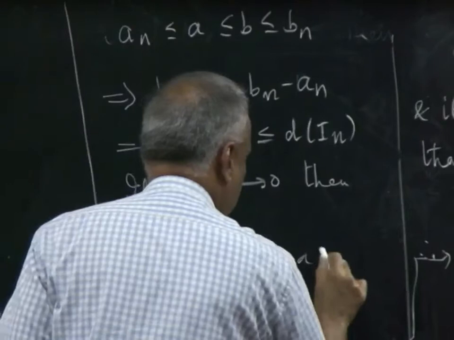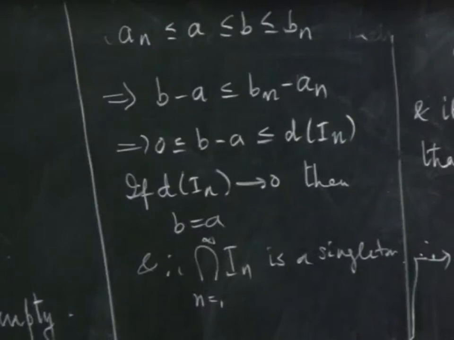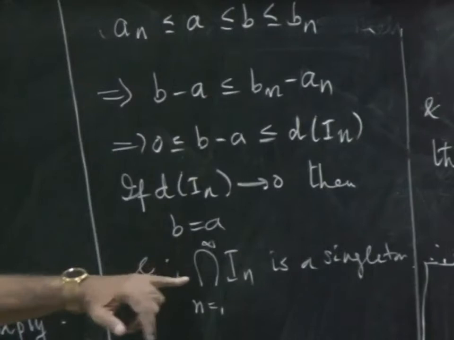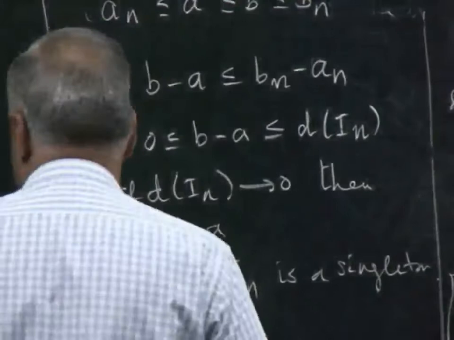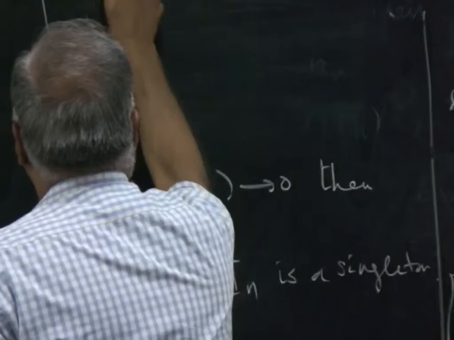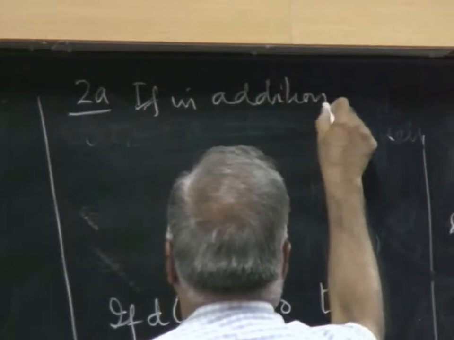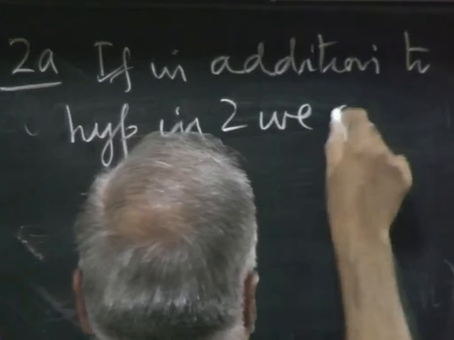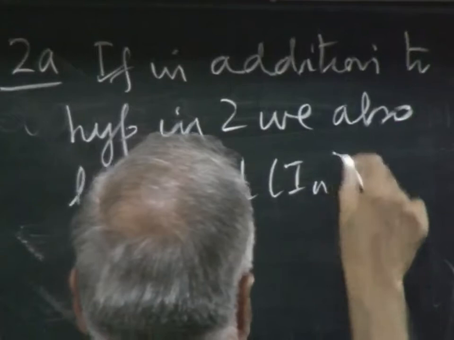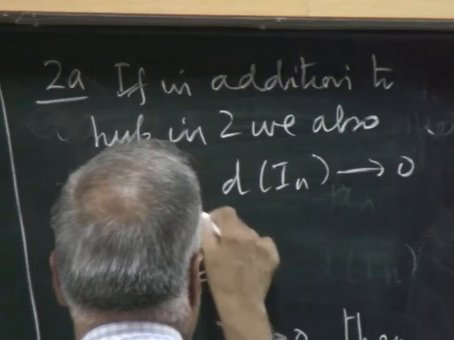So this is property 2A, you can call it. In 2A, in addition to shrinking, we want shrinking nicely such that the diameters go down to 0. So we will write it as property 2A. Okay, so now property 2A, if in addition to the hypothesis in 2, we also have the diameter of IN tends to 0, then the intersection N equal to 1 to infinity of IN is a singleton.